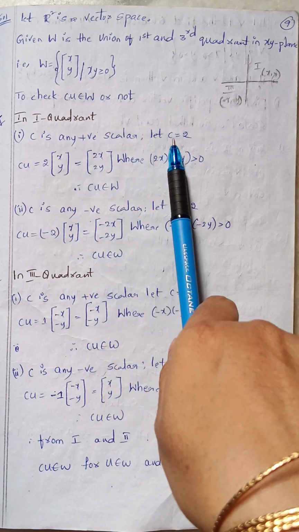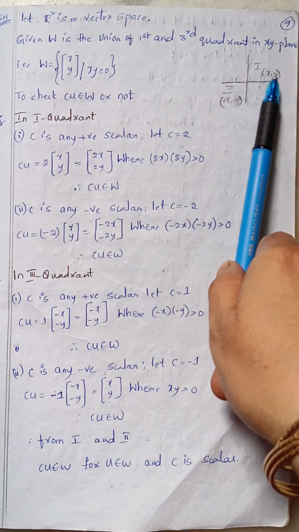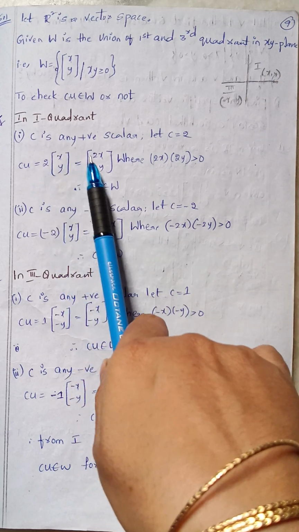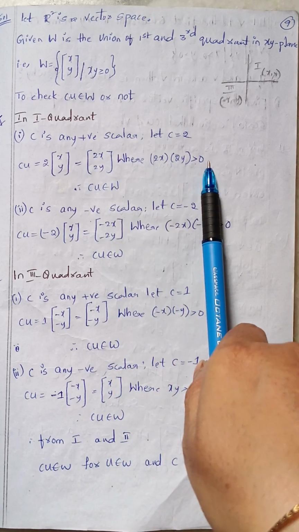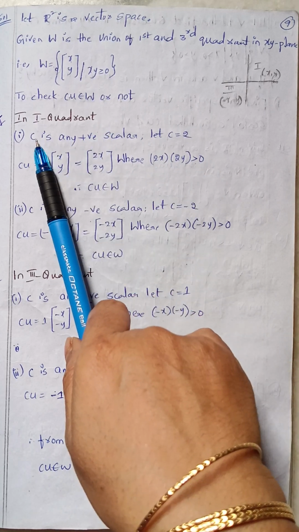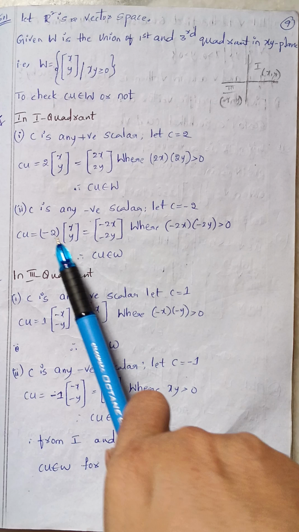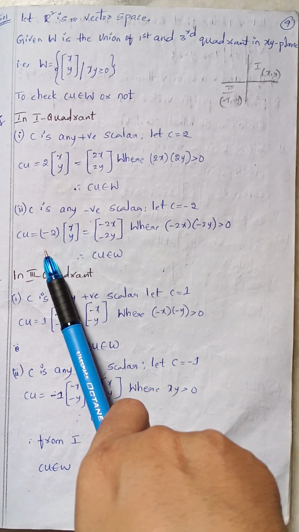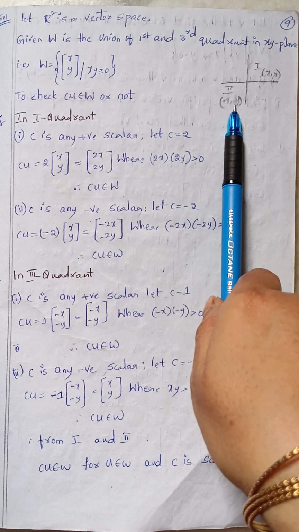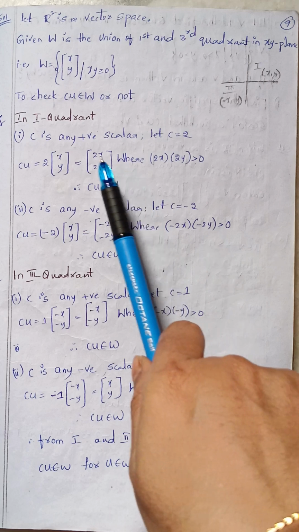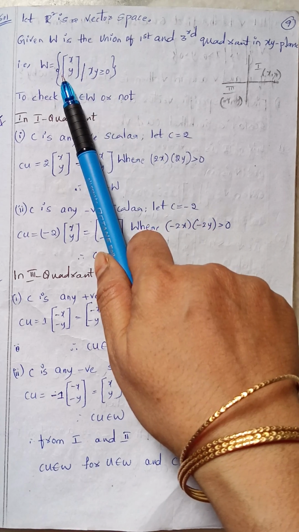Let us see. For any positive number, suppose I am taking 2 here, then 2 into the first quadrant element means both are positive, (x, y). Then positive number into 2 is again a positive number. So positive into positive means always greater than 0. So in the first quadrant, if you take any positive number, it belongs to W. In the same way, suppose c is any negative number, then multiplying, both become negative, in the sense it may be in the third quadrant. It should be in the third quadrant. So obviously that product is positive. So by taking any positive scalar or negative scalar in the first quadrant, it belongs to W.